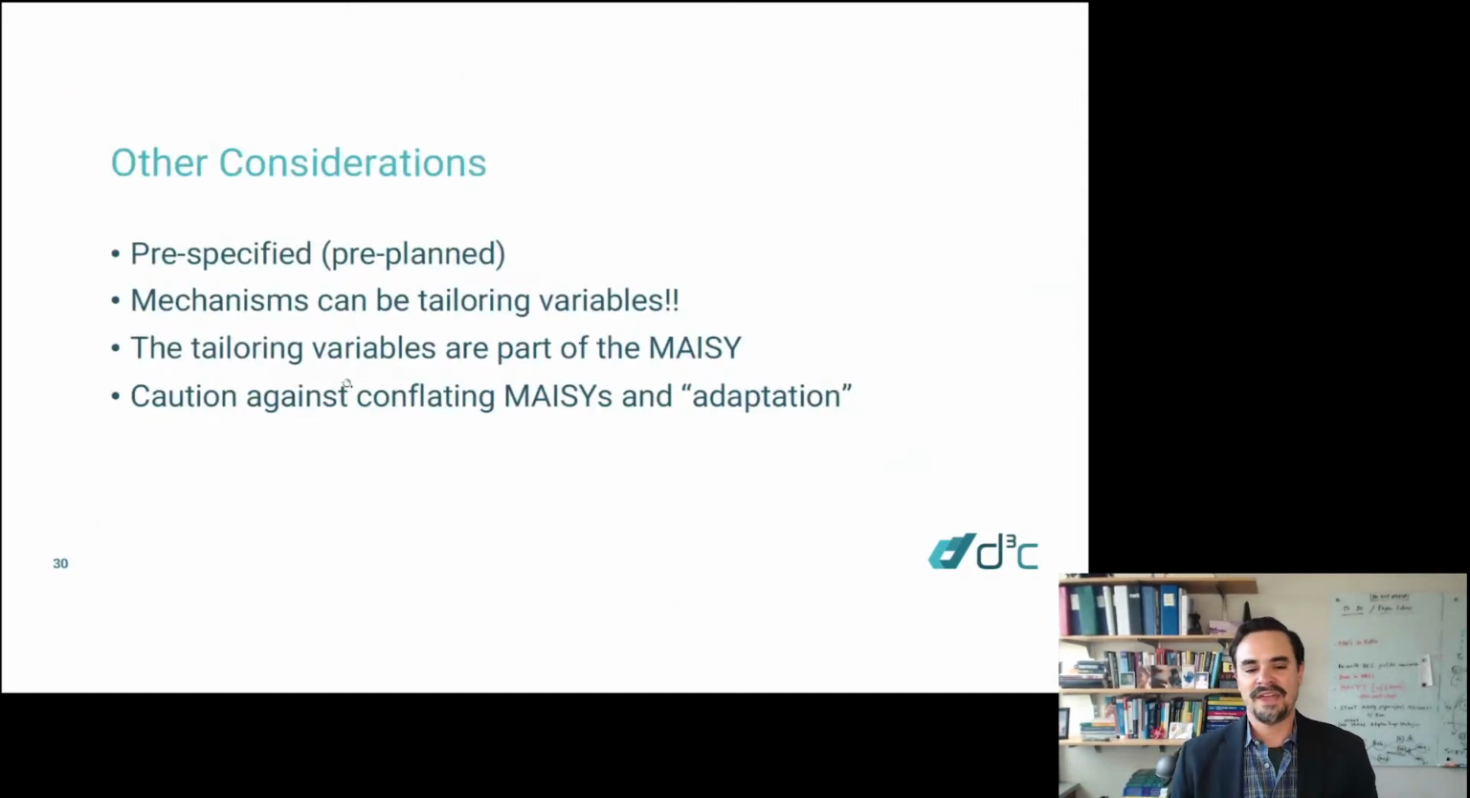A few other things I wanted to share. MAISYs are all pre-specified and pre-planned, just like any good intervention. What's pretty cool about MAISYs, I'm finding, is that a lot of the researchers, even though you have your researcher's hat off right now, really like MAISYs because the mechanisms that you expect are at work can be used as part of the MAISY as a tailoring variable.